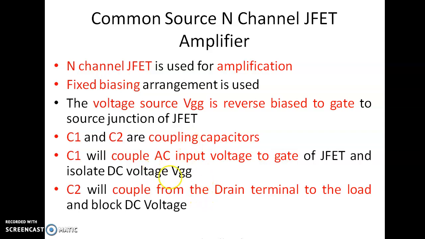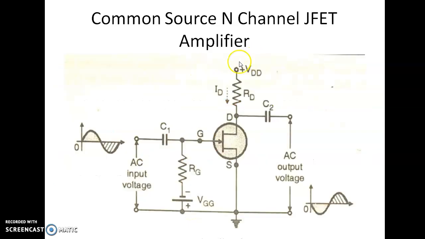It is also blocking the DC signal. Now C2 is another coupling capacitor, which will couple from the drain terminal to the load and block the DC voltage. So C2 is a coupling capacitor connected between the drain and load, which is passing the AC signal and blocking the DC component. Okay.